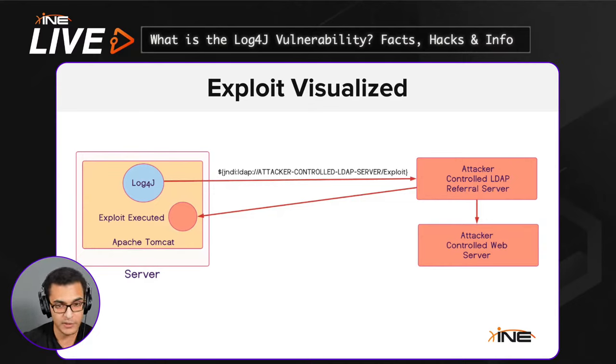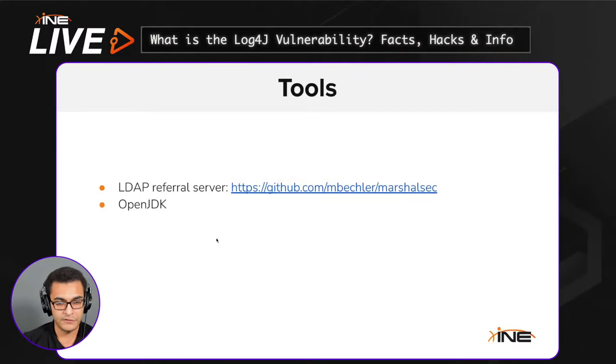the JNDI lookup plugin will reach out to the LDAP referral server. So this is controlled by us. The LDAP referral server will forward this request to the attacker-controlled web server that is hosting the malicious Java class. That'll then be executed on the target system by Log4j as the log is being entered into the log file.